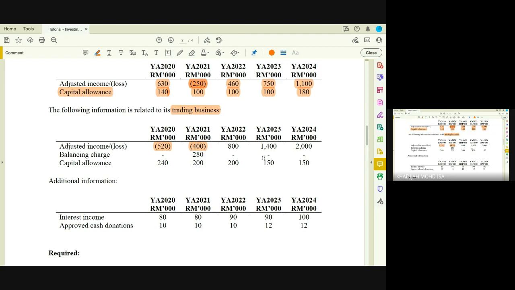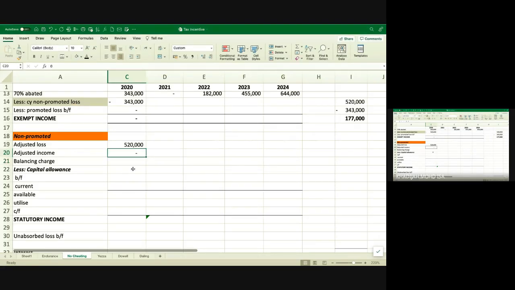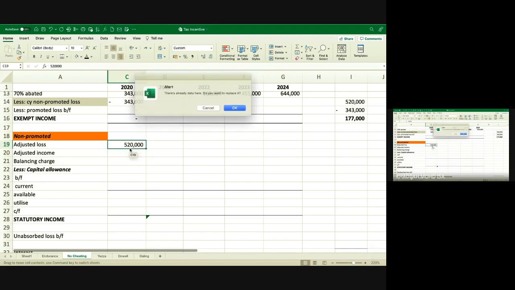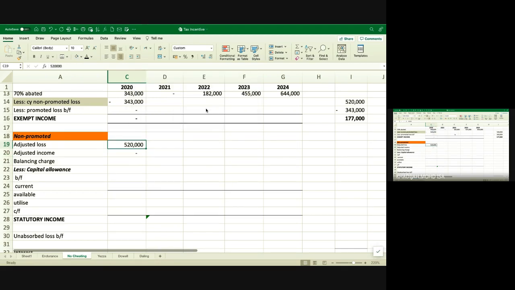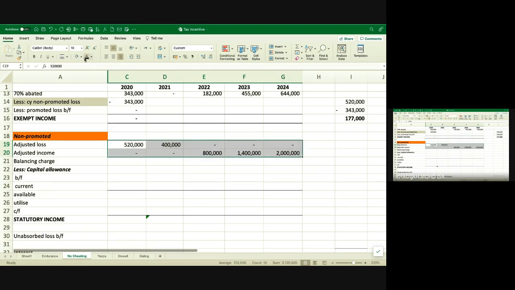You can plug in your adjusted income and loss. So for example, here adjusted loss and income. This year you can already plug in the information. You have losses in 2020 and 2021, and then you have income in 2022, 23, and 24. And then you also have a balancing charge. Which year do you have the balancing charge? I think there's only 1 year. So plug in that information in 2021.